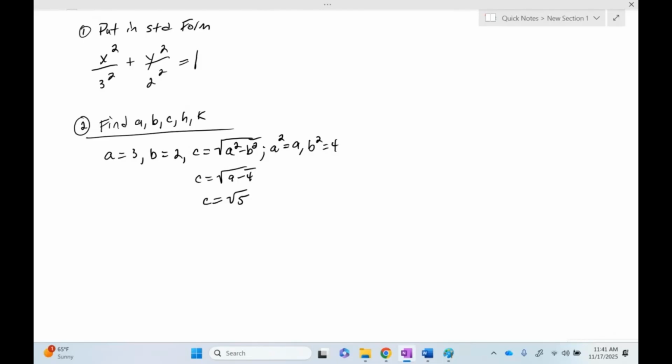And since this thing is centered at the origin, H and K are going to be what? 0. Is everybody okay with what I did? I just put it in standard form. I was able to pull out A and B, so be careful about the model form. A and B, we found C, and then H and K are 0.